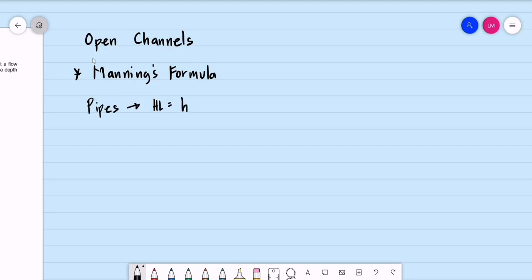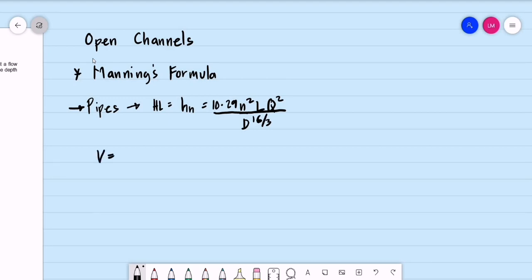That is the h sub n equal to 10.29 times the roughness coefficient, that is n, n squared, the length multiplied by the discharge squared. This is divided by the diameter raised to 16 over 3. That is for pipes. But when it comes to open channels or canals, we are using the velocity from Chezy.